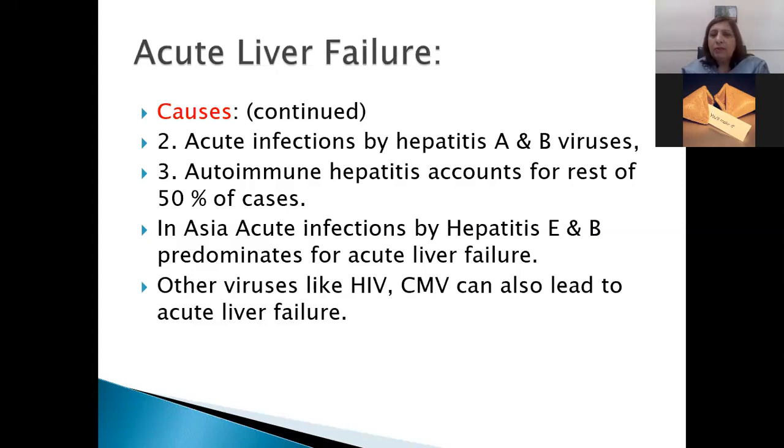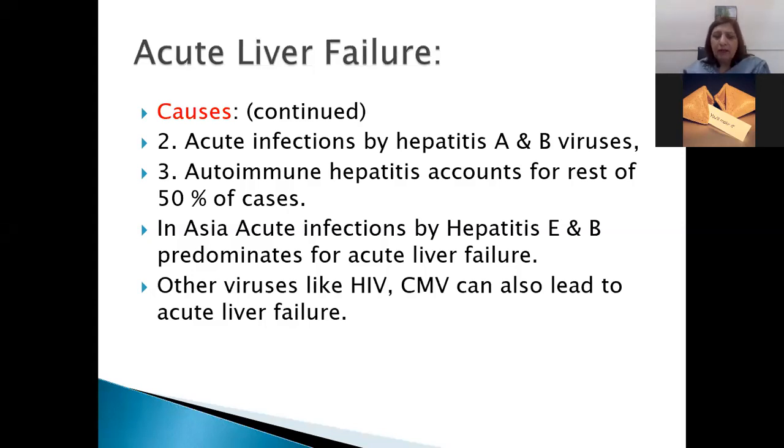Autoimmune diseases, as you all know, are those diseases in which antibodies are formed against your own self-antigen. So in case of acute autoimmune hepatitis, antibodies are formed against the liver parenchyma. Next, in Asia, acute infections by hepatitis E and hepatitis B also predominate in acute liver failure. Other viruses, such as human immunodeficiency virus, which causes AIDS, and cytomegalovirus, can also lead to acute liver failure.